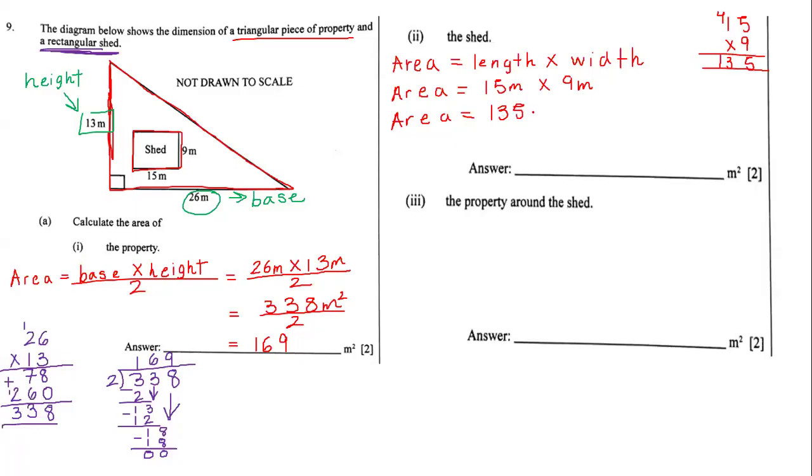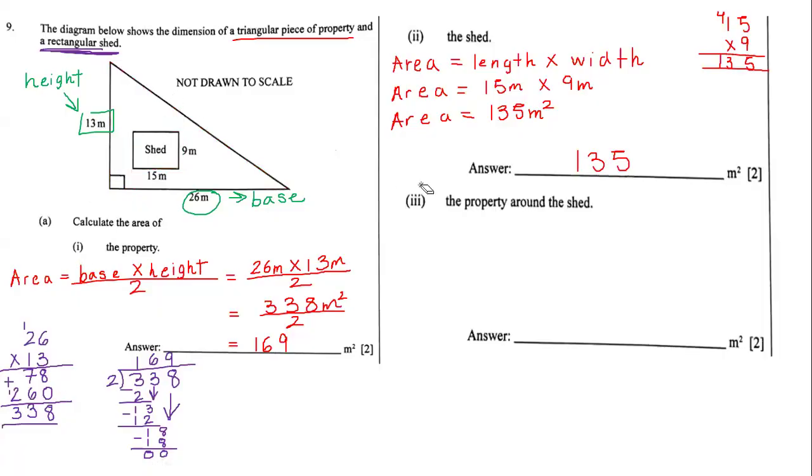135 what? Meters squared. So the answer is going to be 135 meters squared. We don't divide it? No, this is for the rectangle. Rectangles we don't divide. Good question. So that's that.